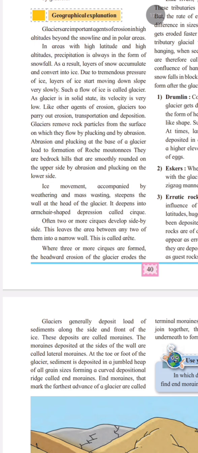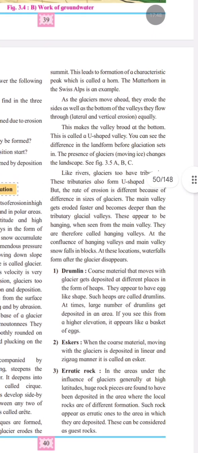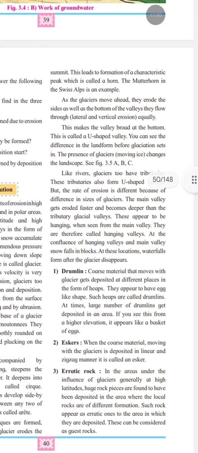Next is arête. When two or more cirques develop side by side, the narrow ridge left between them is called an arête. Next is horn. When three or more cirques develop around a mountain summit, erosion can produce a sharp pointed peak called a horn. The Matterhorn in the Swiss Alps is an example of it.